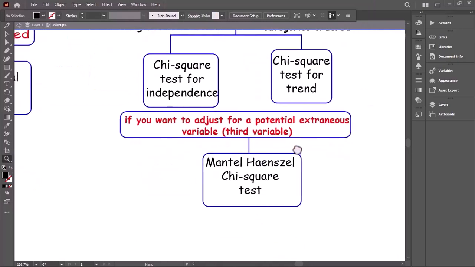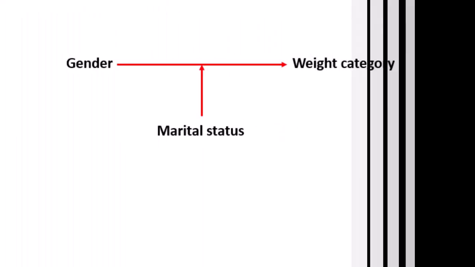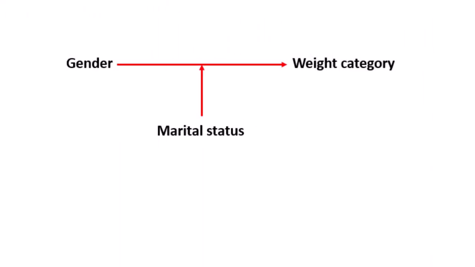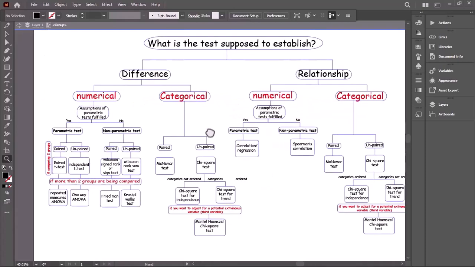We also have a special type of chi-square where you are establishing a difference between two categorical variables, but you have some other third variable which you would like to see if it has an effect on this association. That potential extraneous variable or third variable can be adjusted for using the Mantel-Haenszel chi-square test. That is all about selecting a statistical test if your question attempts to establish a difference, whether you have numerical or categorical data.